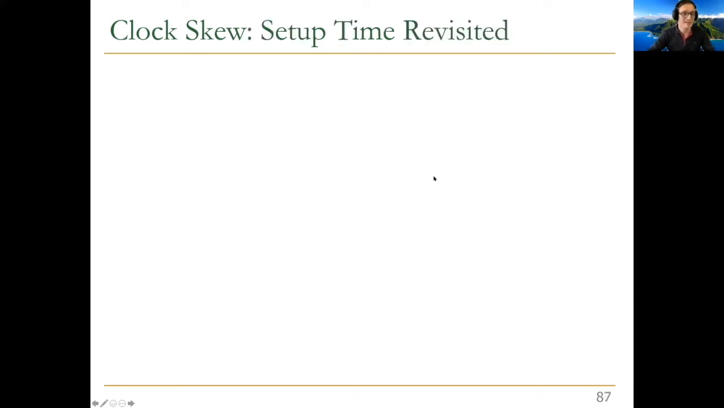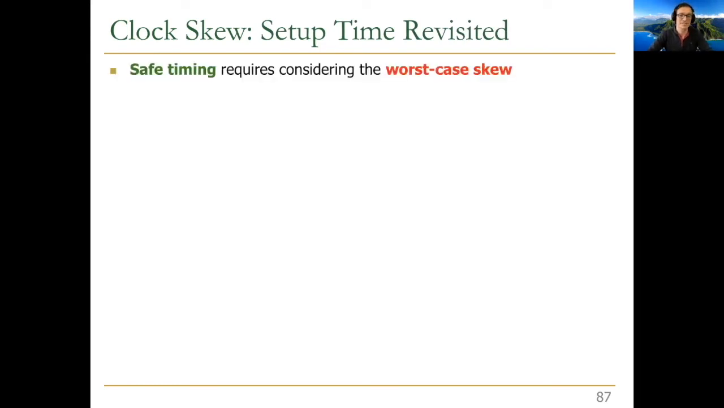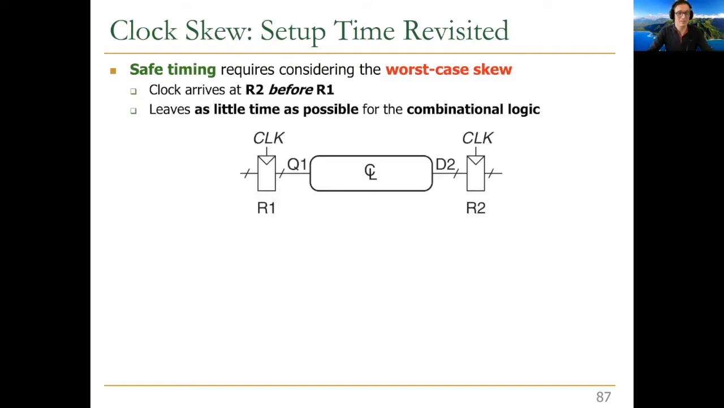Okay, so let's take a look at the setup time and revisit it when we consider the clock skew. So safe timing now requires considering the worst case clock skew. So let's take a look at this. Let's assume that the clock arrives at R2 before it arrives at R1, which means that it leaves as little time as possible for the combinational logic, right?